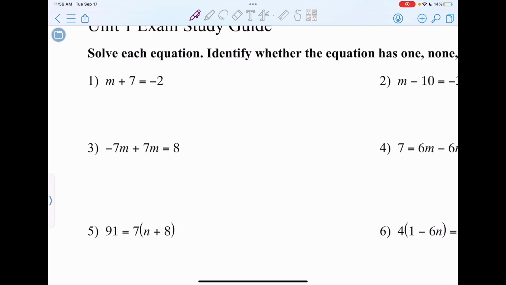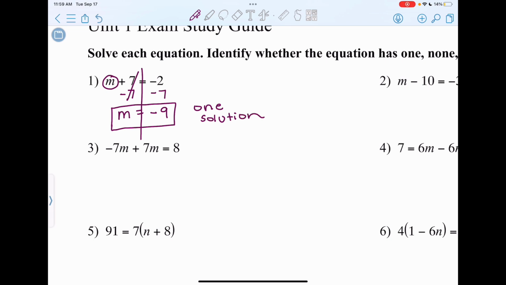So I'm going to draw my line at my equal sign for number 1. And in order to get m by itself, I need to get rid of that plus 7. The opposite of adding 7 is subtracting 7. That cancels out. And negative 2 minus 7 is negative 9. And this is one solution. Whenever you get that your variable just equals one value, that is one solution.